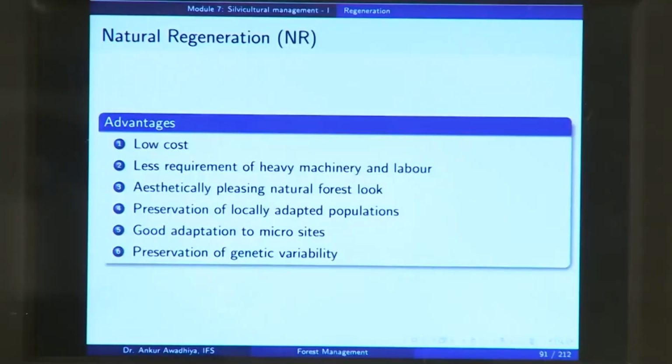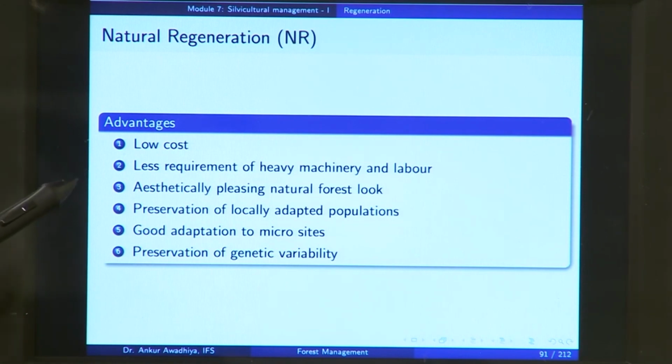Now, natural regeneration has a number of advantages, the most important being low cost. It is practically free. So, when you are doing your logging, you just leave a few trees and mother nature will take care of the other things. So, it is low cost. There is less requirement of heavy machinery and labor. Practically, you do not have to do anything. The natural forces of dispersal will take care of everything. So, you do not have a large requirement of heavy machinery or labor.